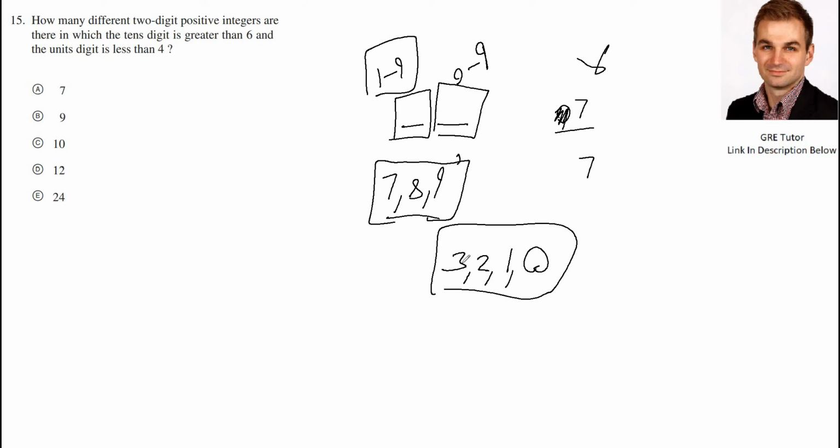Alright, so we want to know how many different 2-digit positive integers there are. Well, there's 3 options for the first one, and there are 4 options for the second one. Whenever you face a combinatorial problem like this, you say how many options are there for the first slot, how many are there for the second, and you just multiply those two together. So you get 3 times 4 is equal to 12, and the answer is 12.